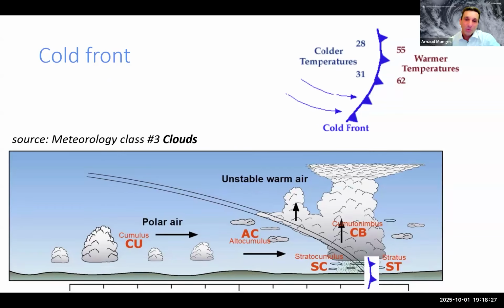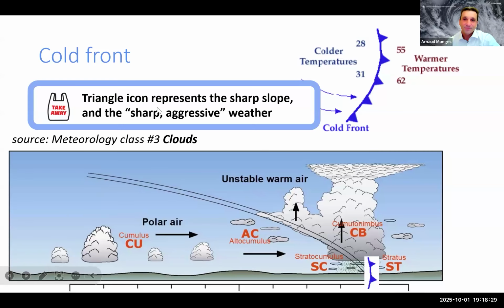What I want you to take away is this. The triangle shape has a reason. We use a triangle to represent the sharp slope. I'm talking about the slope between the cold air and the warm air. And this slope is a little bit like two tectonic plates. Okay, they're going to meet and one plate is going to go on top of the other. Always the warm air is going to go on top because it's less dense.